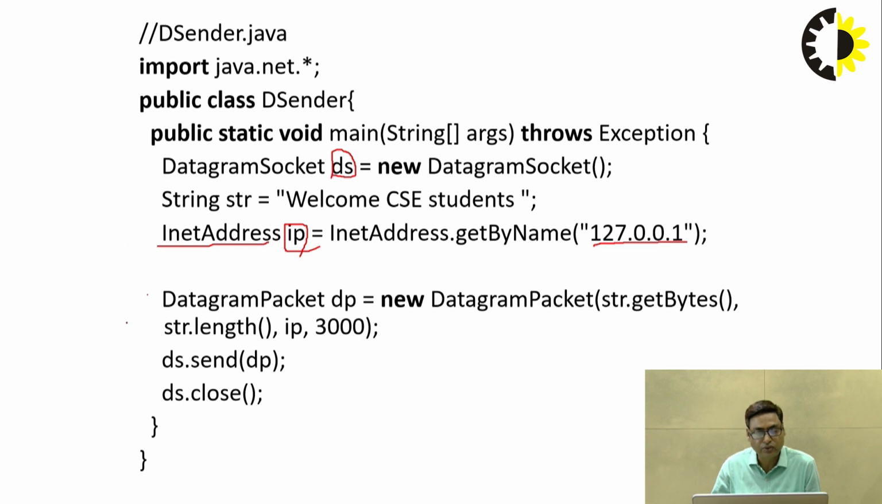Next part is to create a packet. So, we have created an object of DatagramPacket here, and we are passing the bytes as an array, and we are calculating the length of the array. We are giving the IP address also, and we are giving the port number also. So, we are using the second constructor here, which consists of 4 parameters.